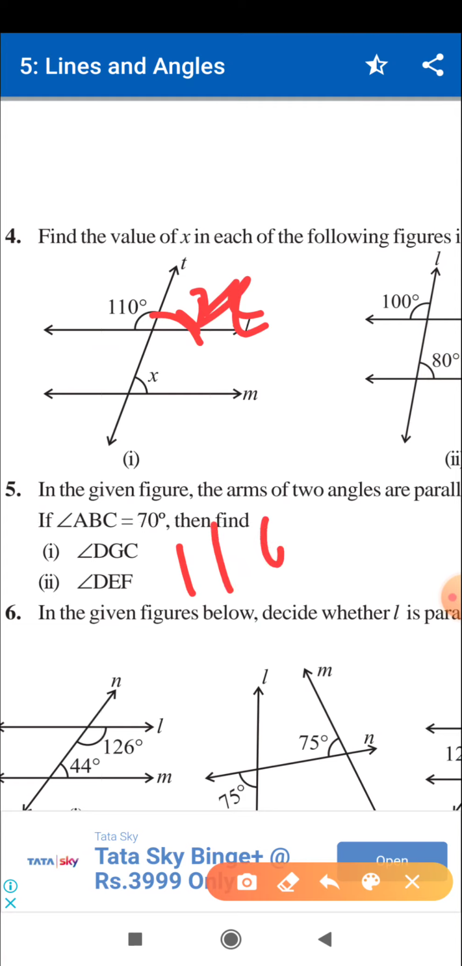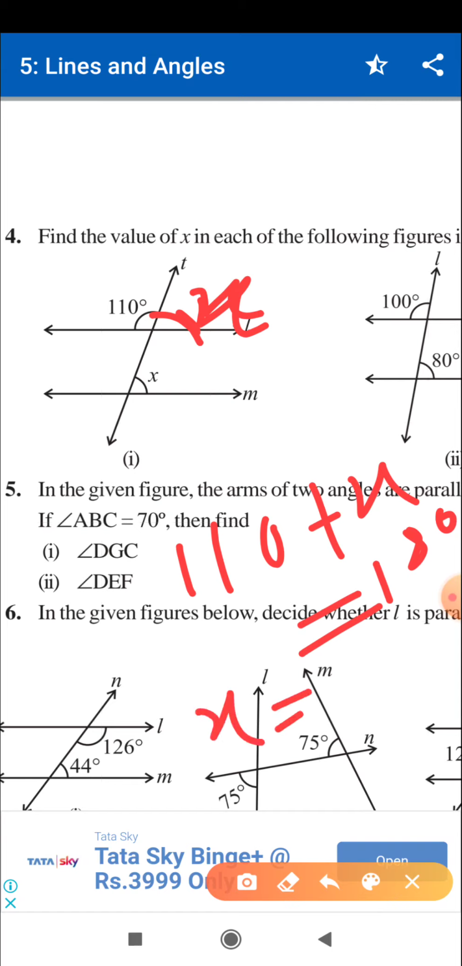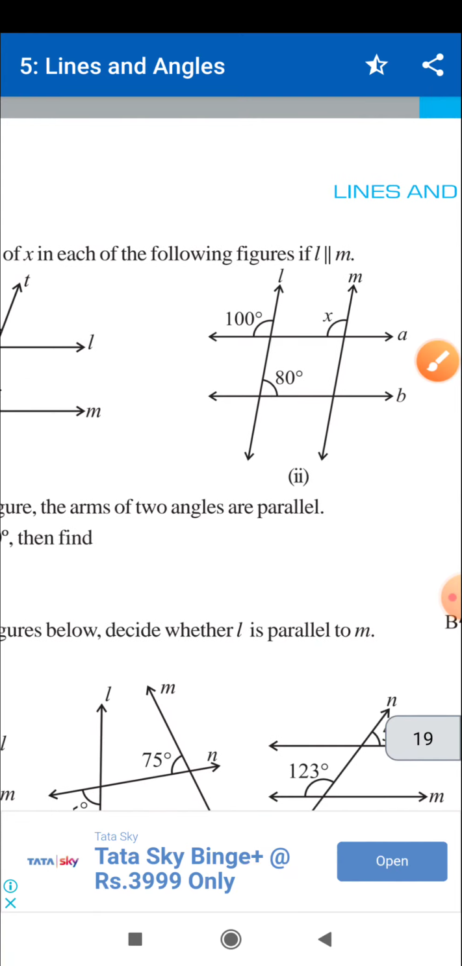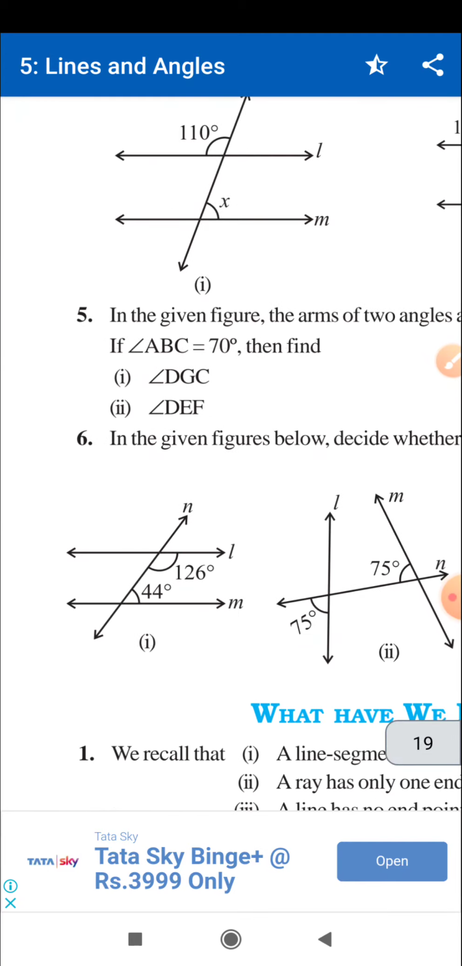So we have 110 degrees plus x is equal to 180 degrees. From here we calculate the value of x and it is 180 degrees minus 110, and we have 70 degrees. In this way you can calculate the value of x in the second part. Now move to our fifth question.